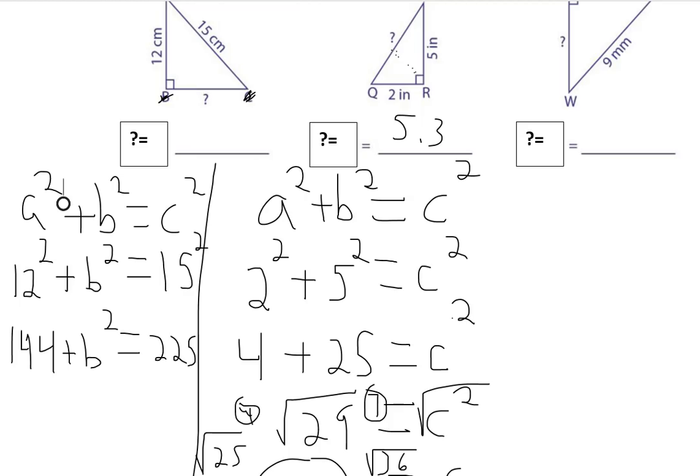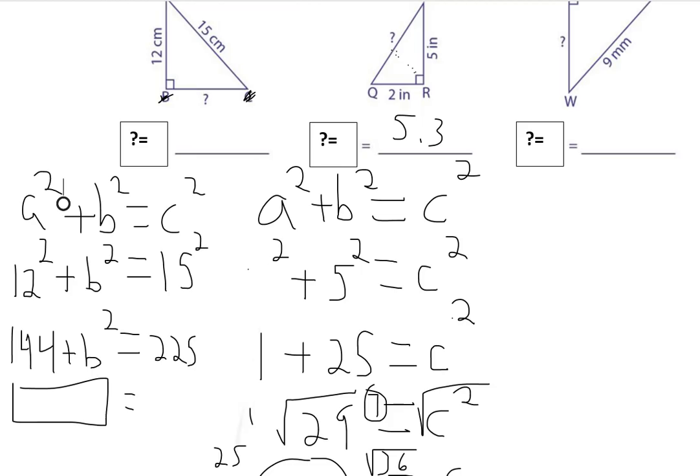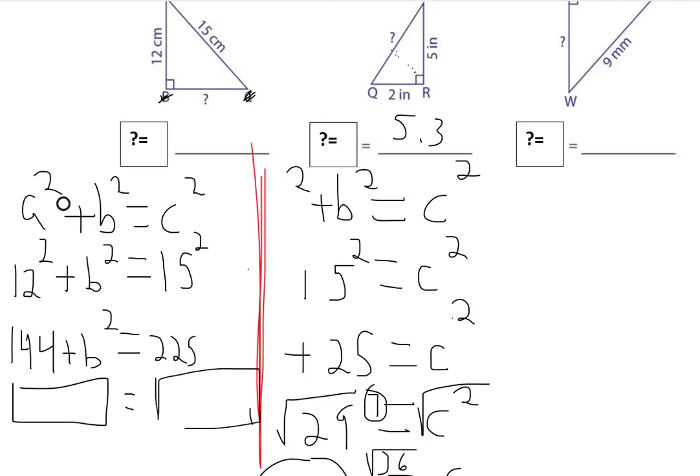Now on the right hand side, I'm going to put the integers. I'll get 225 minus 144. On the left hand side, I'm going to leave B squared.